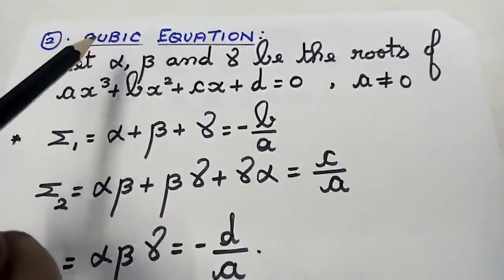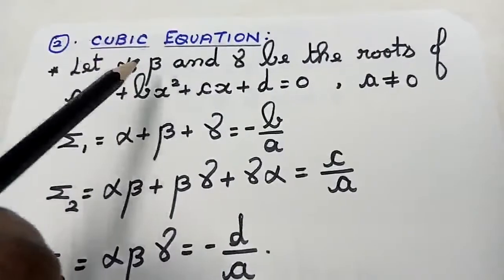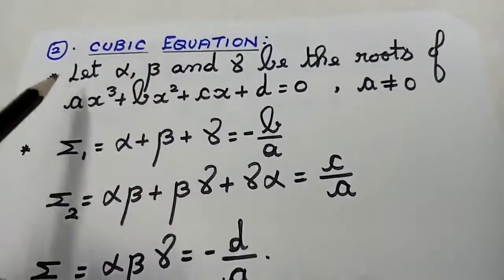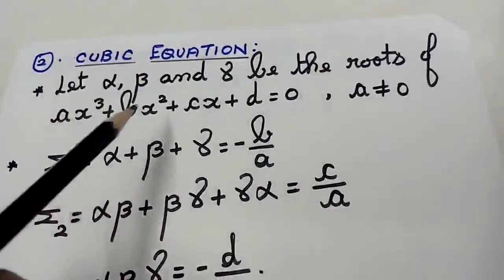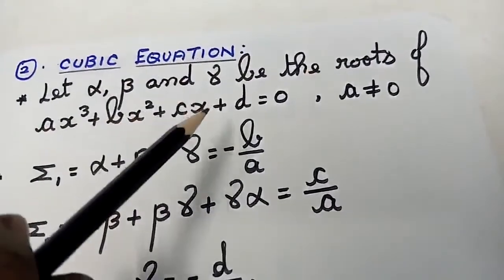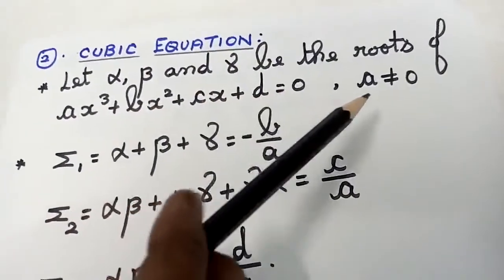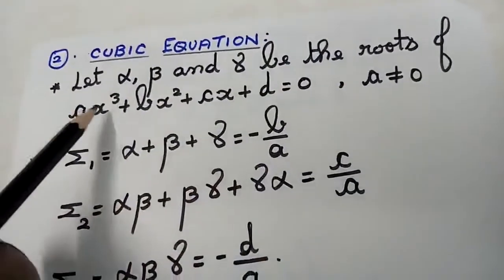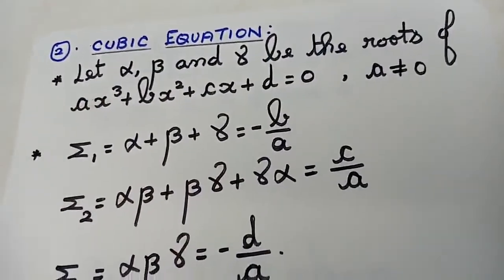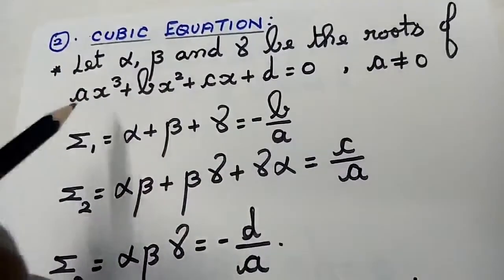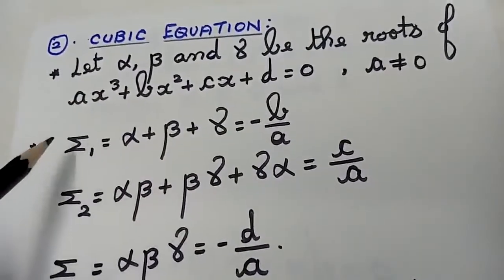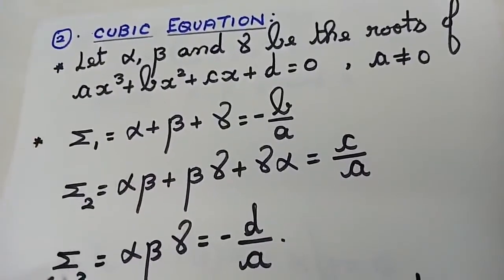Cubic means I'm going to have three roots, that is alpha, beta and gamma. The first one: let alpha, beta and gamma be the roots of ax cube plus bx square plus cx plus d equal to 0, where a not equal to 0, that is, the coefficient of x cube is not equal to 0. Since I'm having three roots, I'm going to have three concepts, and this is going to be somewhat different, that is summation 1, summation 2, summation 3.